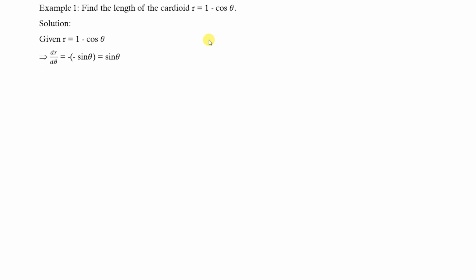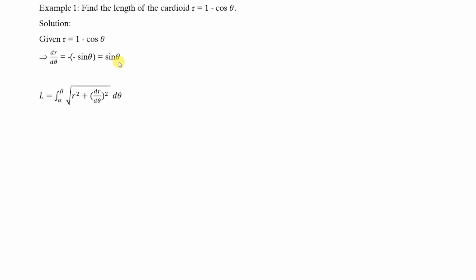We know the formula. For that we need dr by d theta. So let's find dr by d theta by differentiating with respect to theta. The derivative of 1 is 0, minus the derivative of cos theta, that is minus sin theta. Minus minus becomes plus sin theta. So dr by d theta is sin theta.